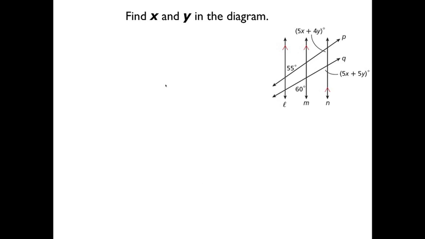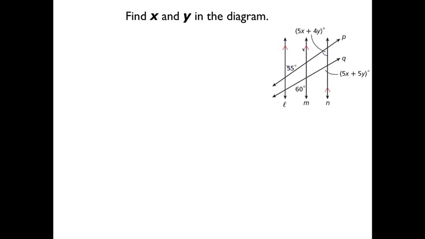Alright, and then finally here I want to find x and y in this diagram. Now this is going to be a little tricky for you because what we have are three parallel lines, L, M, and N, and you can ignore one of them at a time. So I'm going to actually compare this angle here, which is the 5x plus 4y, this angle right here. I'm going to compare it to the 55 degree angle.